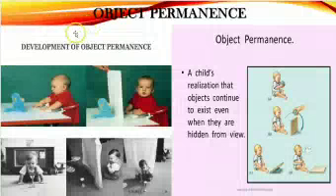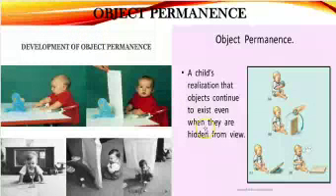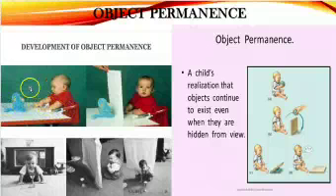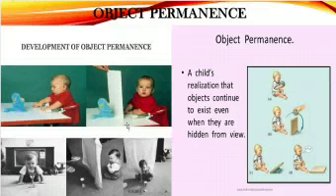A child's realization that objects continue to exist even when they are hidden from view is what Piaget called object permanence. If the baby is in front of the furry animal and then something is placed in front of it, he thinks that the object no longer exists. It's sort of like out of sight, out of mind. He hasn't yet learned that the object still exists. But children usually grow out of that.